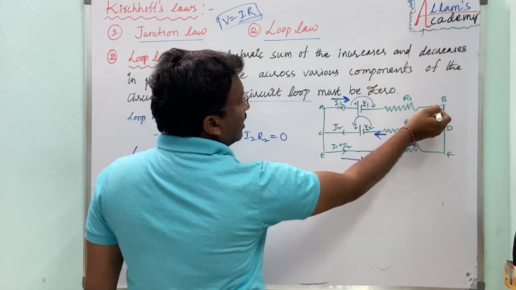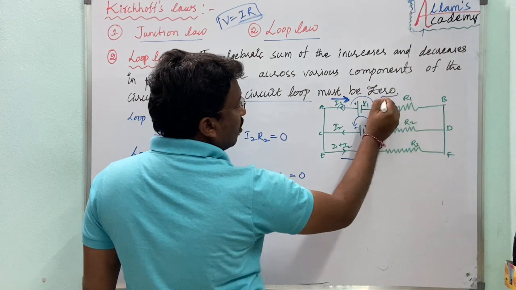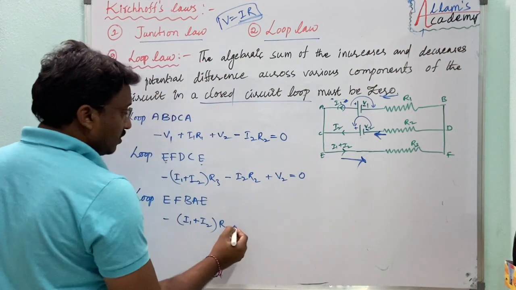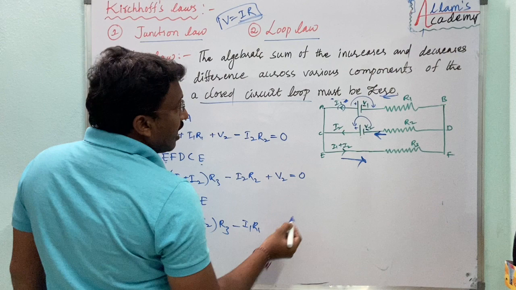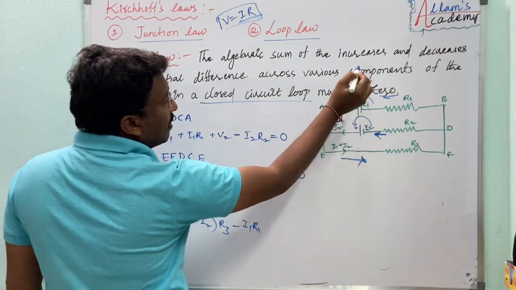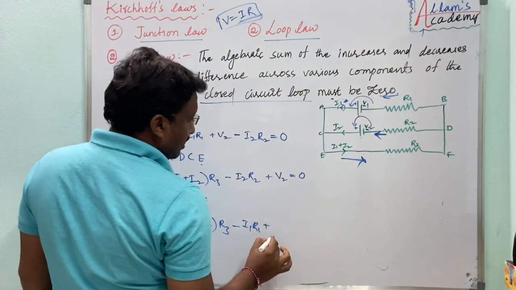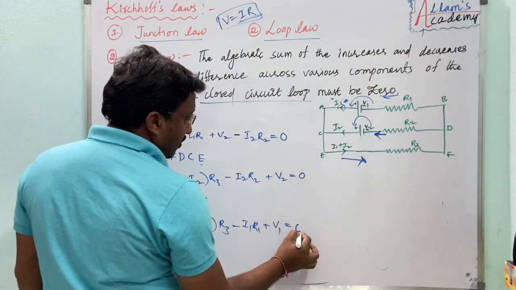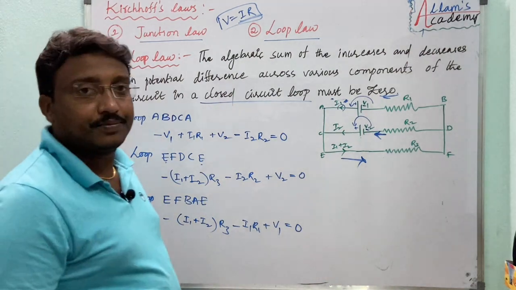Then in this direction, resistor R1 and current, in this case both are in the same direction, right? So here also we should take minus I1 R1. And we are moving from the negative terminal to the positive terminal, so we should take positive V1 equal to 0. This is the way we will use the loop law.